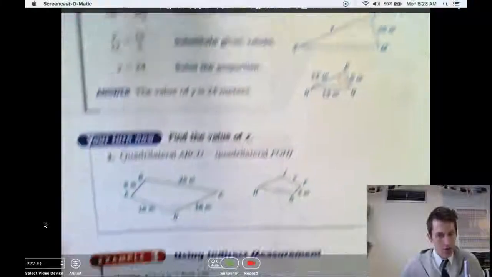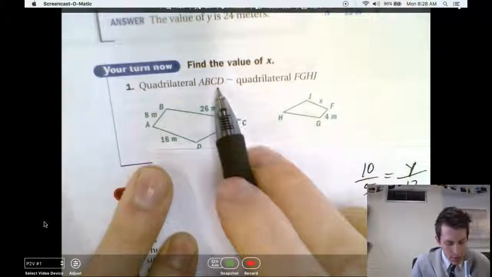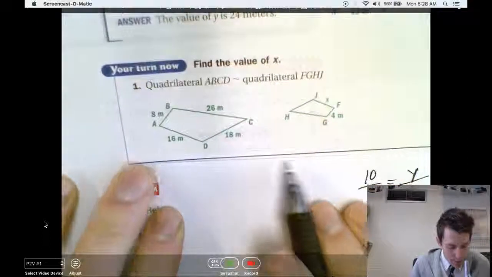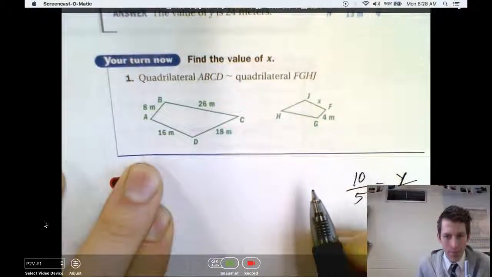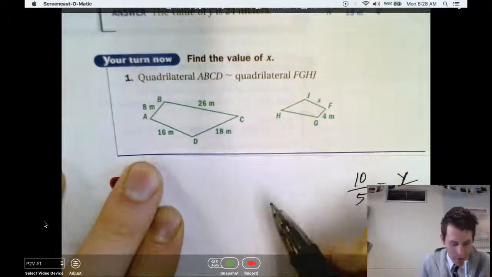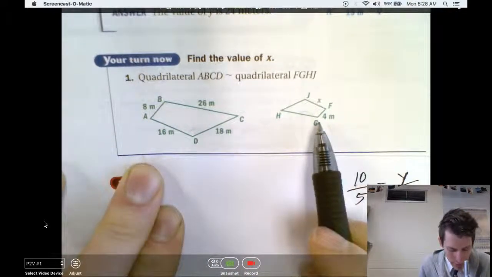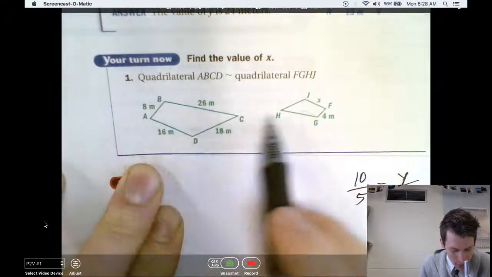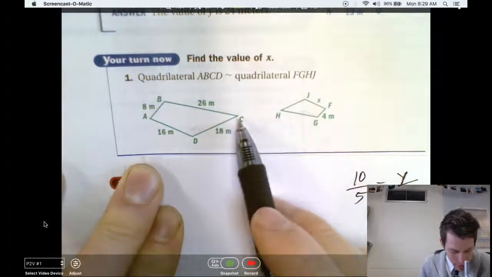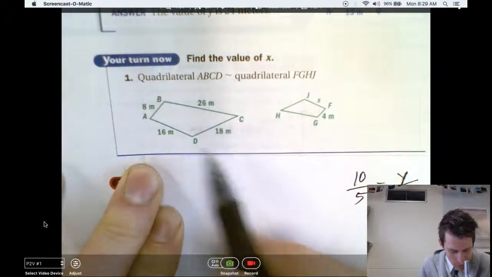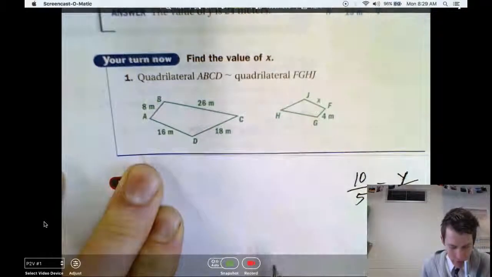Okay, your turn now. If this one was similar to this one, which it says they are, find the value of x. Remember, they're going to try to throw you off. A, that point corresponds with what point over here? A looks like it corresponds with F. And then this big point out here, H and C. The smallest segment is AB. Smallest segment here is FG.